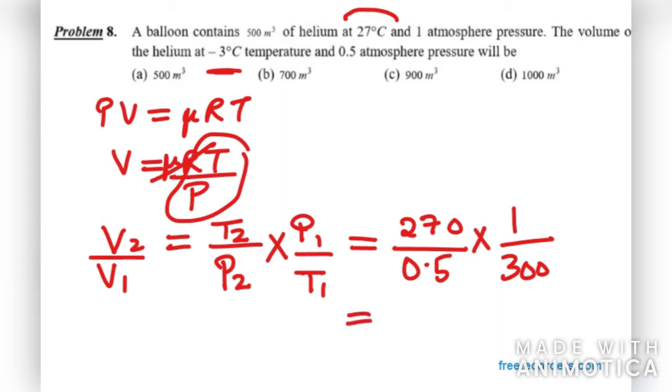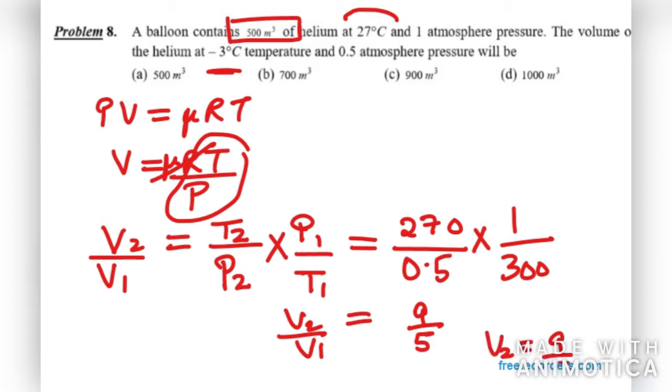So let us solve this and you will get your answer as 9 over 5 for V2 over V1. That means V2 is related to V1 by 9 over 5. So putting the value of V1, which in this case is given as 500, V2 equals 9 over 5 into 500. So this will be 900 meter cube. So the right answer is C.